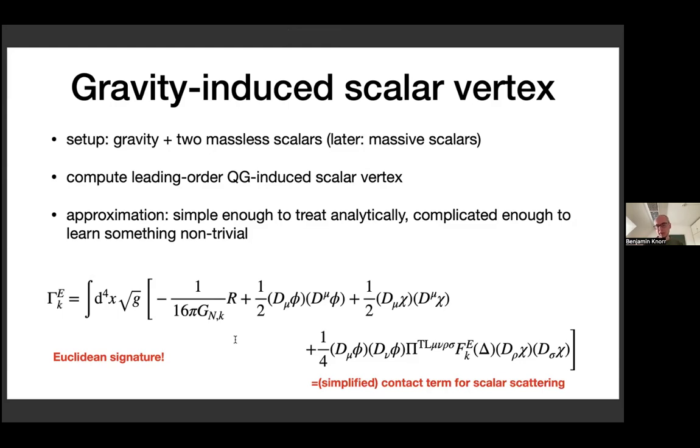In terms of scattering, why is this term important? Well, it really tells you what a simplified version of the contact term is for scalar scattering, right? So if you consider the gravitational scattering of scalars, there's a mediated diagram where you need the graviton propagator and the scalar-graviton vertex. And then there's the contact term, and you need the fully momentum-dependent form factor here for this contact term, and this is an approximation to it. So if you would go on and look at scattering, this would be one ingredient for this. And in the paper, there's a little bit of discussion there.